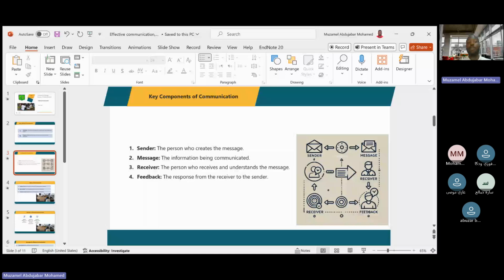The first one is the sender. The sender is the person who creates the message. That person creates that message. This is the sender. A message means the information to be communicated.